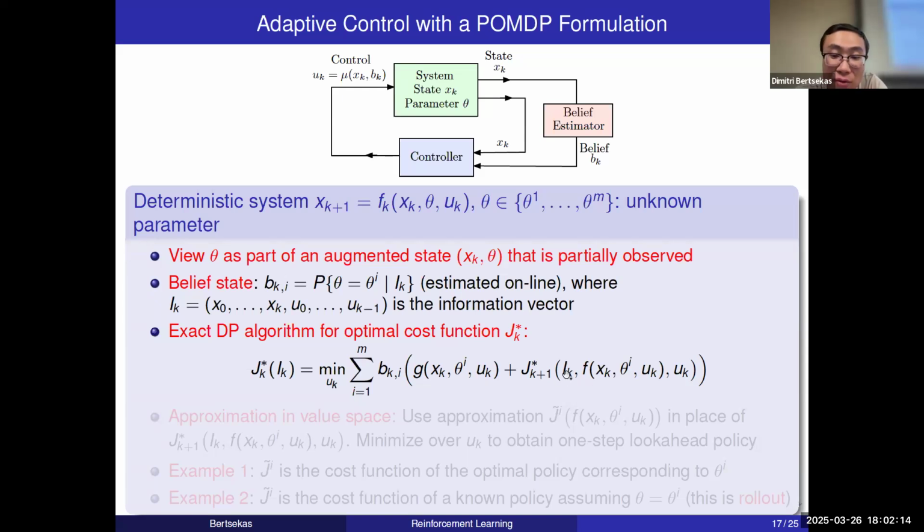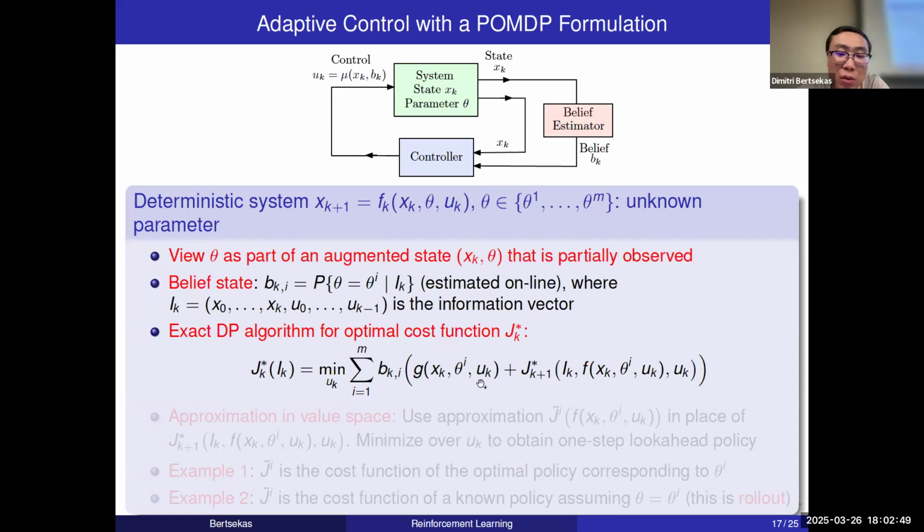It's the current information vector plus the next state that can be observed, as well as the control you apply. And they are averaged over all parameter values theta i, weighted by the current belief values. So the probability of theta equal to theta i given the current information.